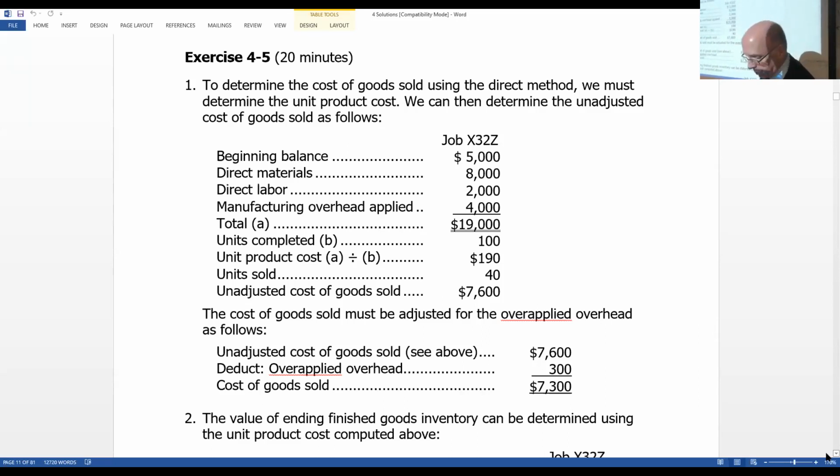So that's it for part 1. The second part, what is the total value of the finished goods inventory?